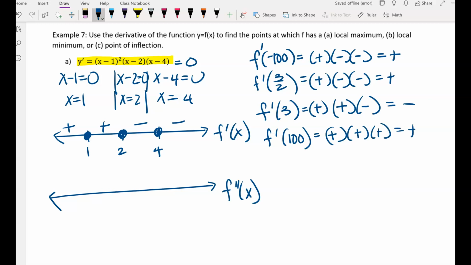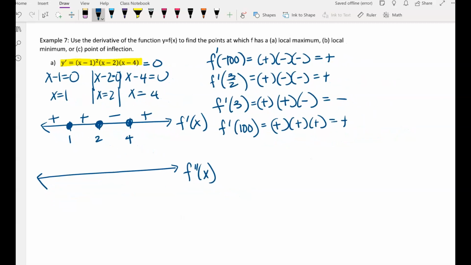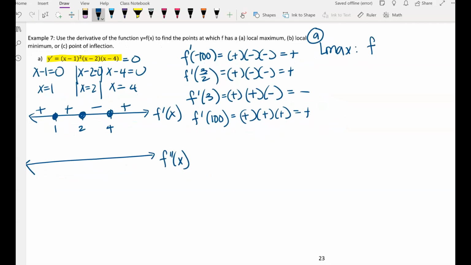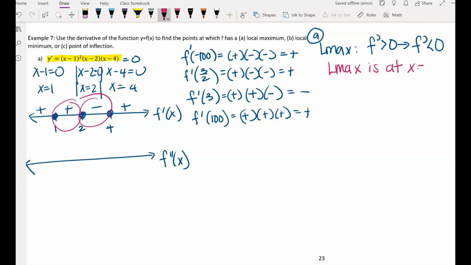All right, guys, so ready? I'm going to write down the L min and L max. So A is looking for local max, so L max. And if you remember the first derivative, the local max is when the first derivative changes from positive to negative, all right? So here is where it changes from positive to negative. We have one location, so L max is at x equals 2.